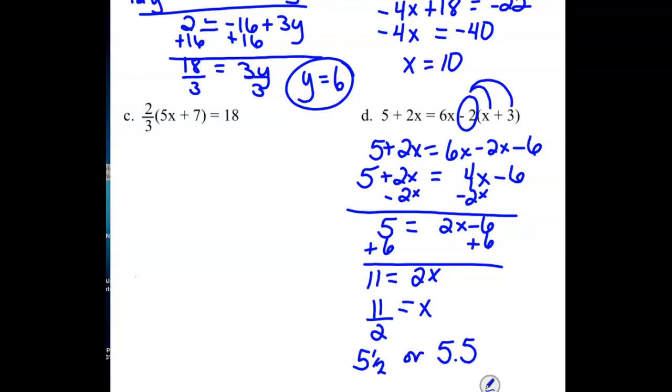However, the easiest option in this case is to deal with the whole 2/3. And I can get rid of this 2/3. It's being multiplied to my parenthesis group. So to undo that, I'm going to divide both sides by 2/3. But that's the same as multiplying by the reciprocal. So I'm going to multiply both sides by 3/2.